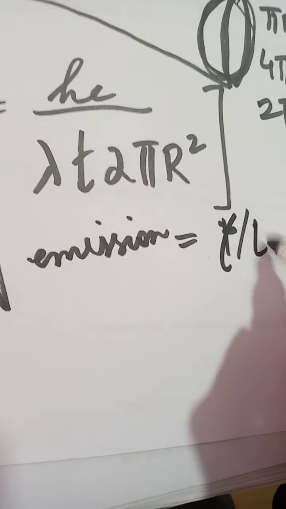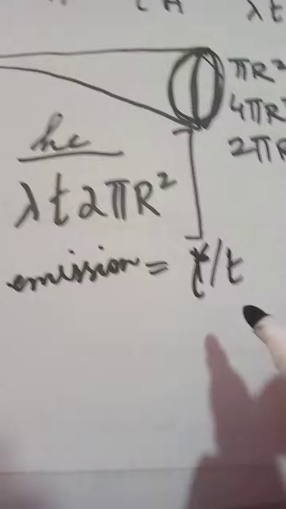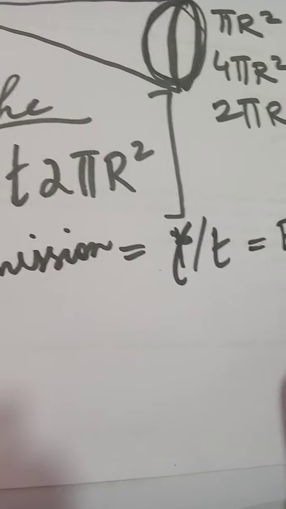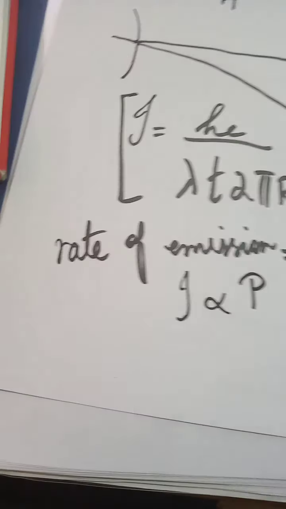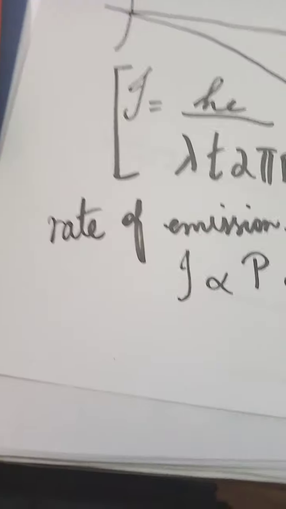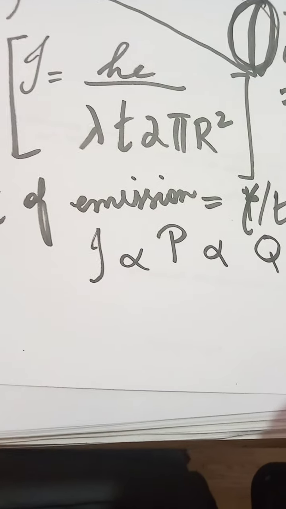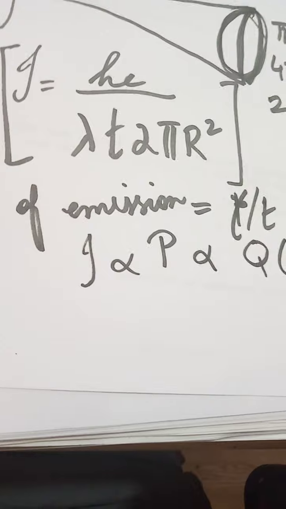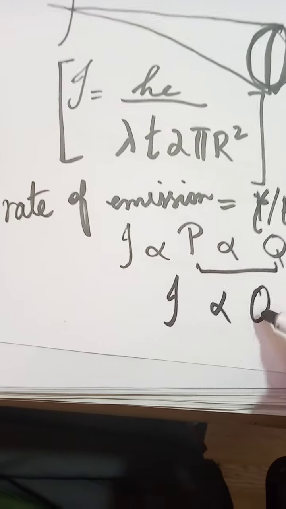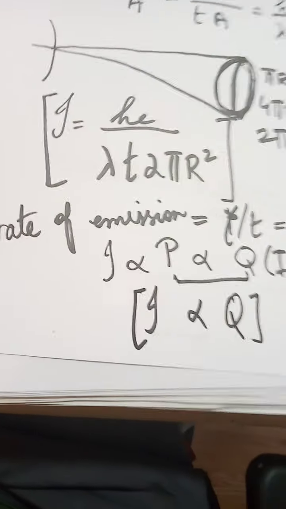So photons per unit time. Photons is energy per unit time, which is power, so basically intensity. Because intensity is directly proportional to power, and power is directly proportional to charge, Q equals It. So because of this, intensity has to be directly proportional to charge as well.